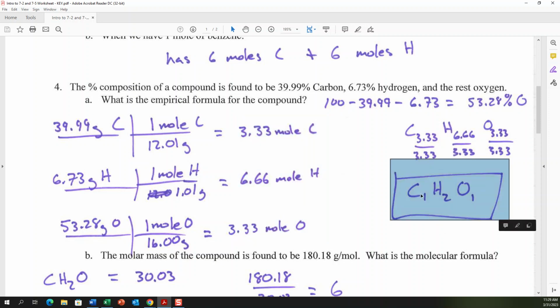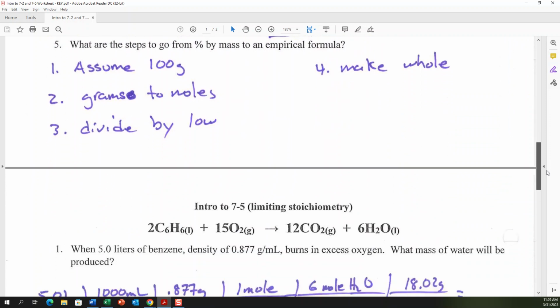Now, you don't have to write the ones, they're understood. So you could say CH2O if you wanted to, but that would be my empirical formula. So from the percent composition, that's my empirical formula. Okay. I'm going to come back to part B here in a second, and just let's review the steps.